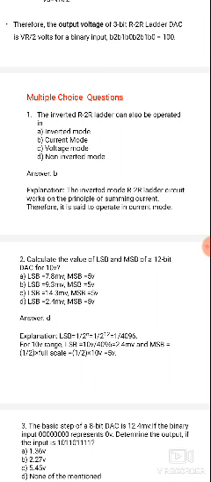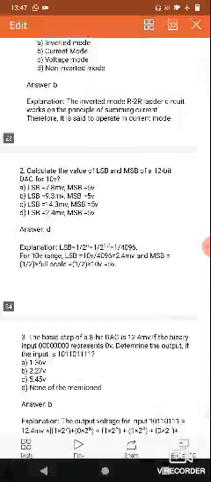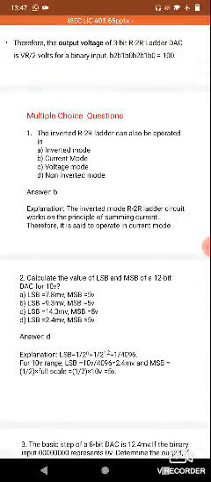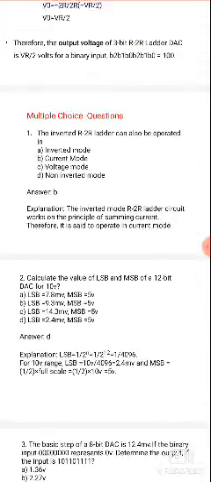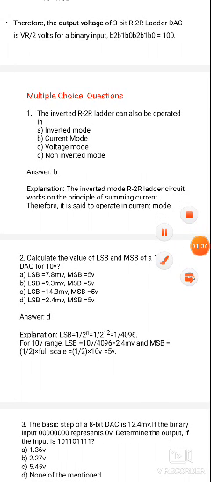The name already indicates an inverted R-2R ladder. The inverted R-2R ladder can be operated in current mode. How can we tell it is current mode? The inverted R-2R ladder DAC circuit works on the principle of summing current.